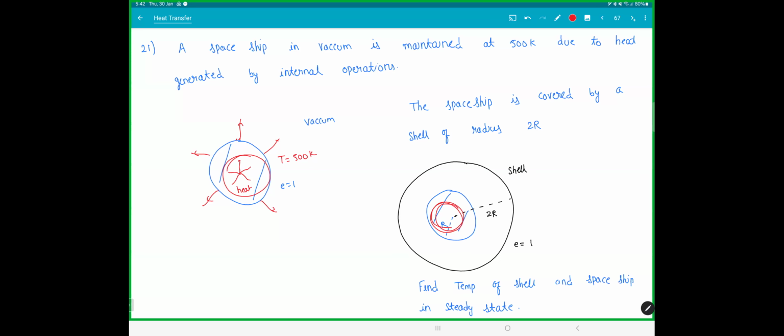Did that make sense? Now can you try? I'll give you a minute for the temperature of the shell. You have to start from the shell.